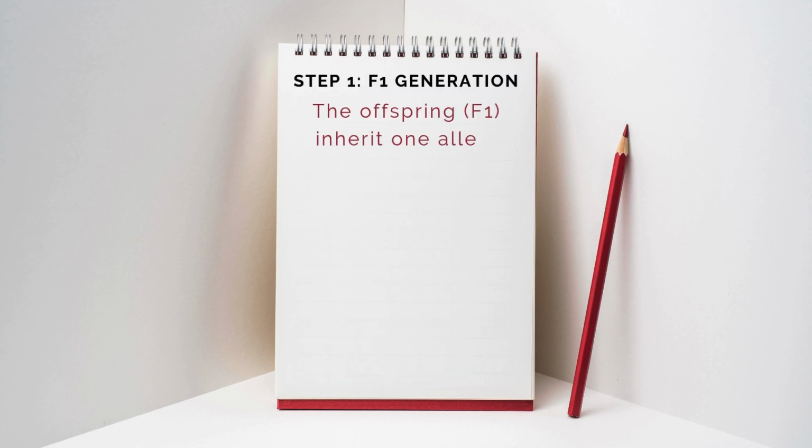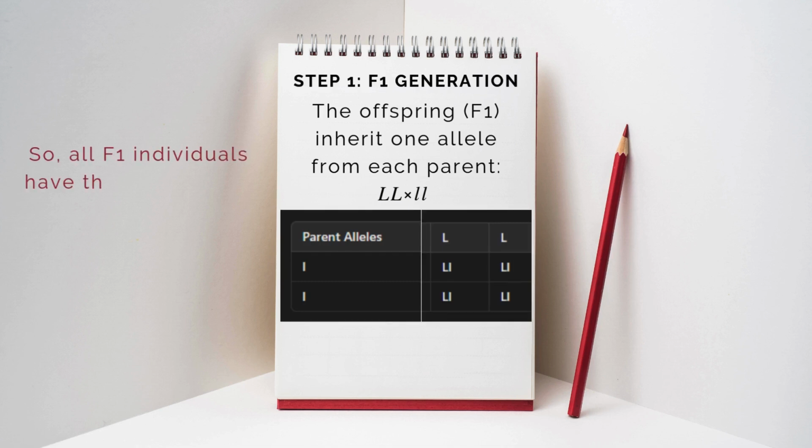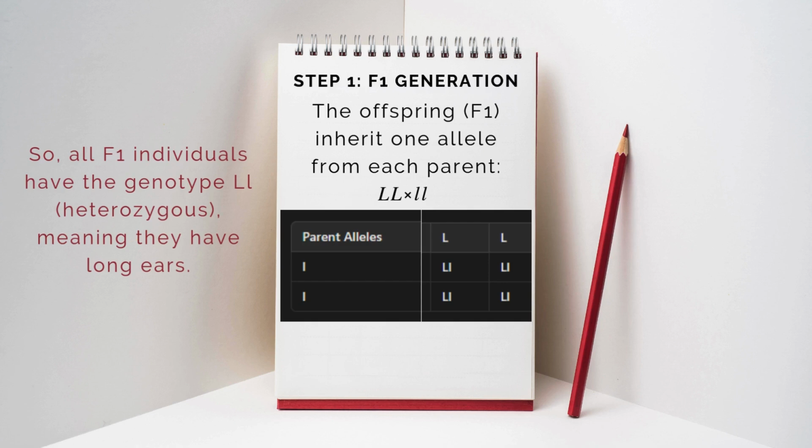Now, the offspring inherit one allele from each parent. Thus, this is the cross. So, the Punnett square would be this. That means all F1 individuals have the heterozygous genotype, meaning they have long ears.